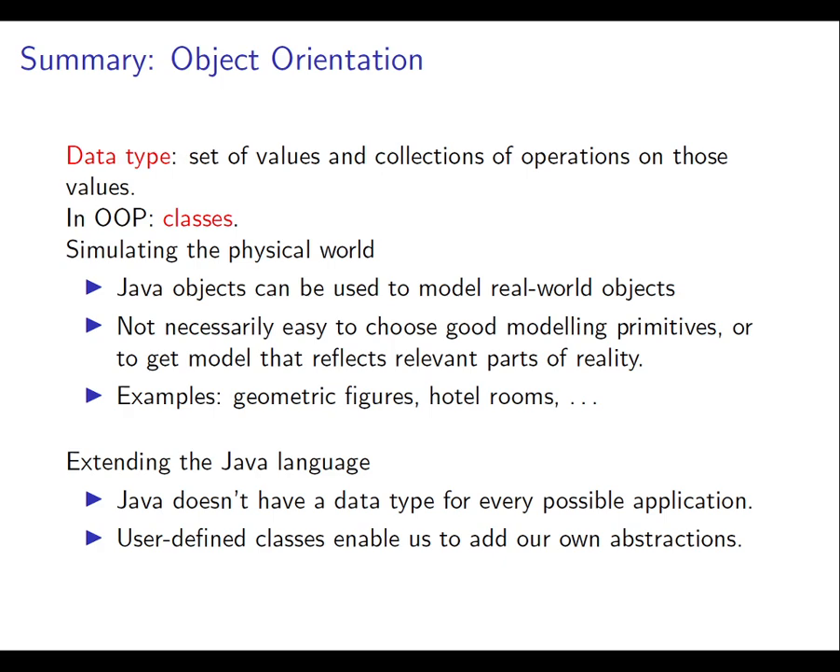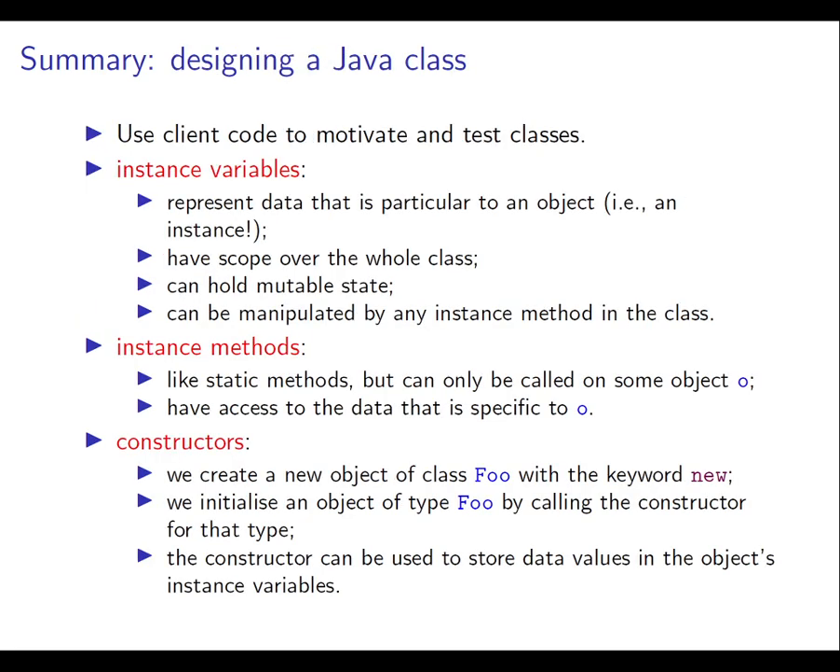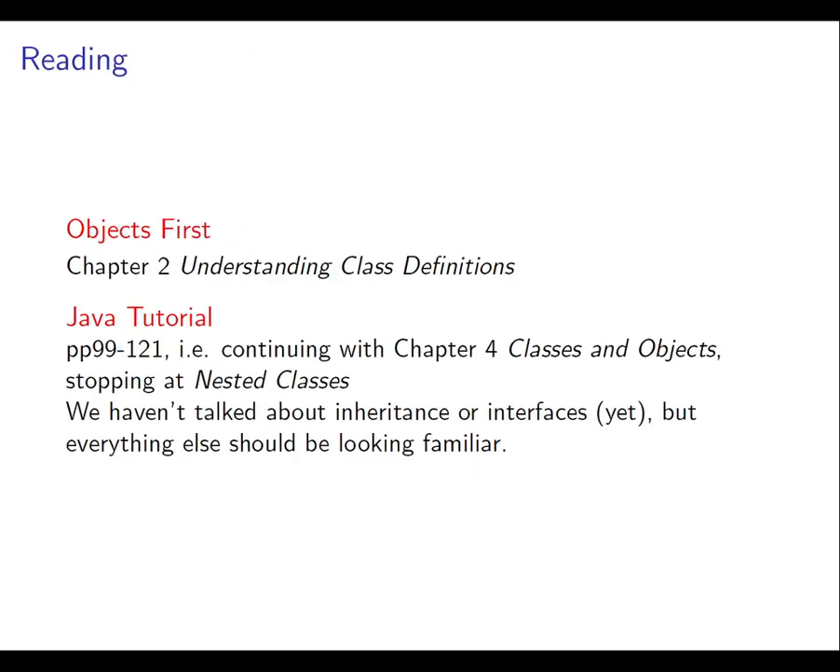And this lets you extend the Java language essentially, because of course Java doesn't already have a data type for every possible application. You want to be able to define your own classes in order to add your own abstractions to your systems, and now you know how to do it. We saw how to use client code to motivate and test classes. You saw how to define instance variables and instance methods and constructors. And that's the reading for this lecture.